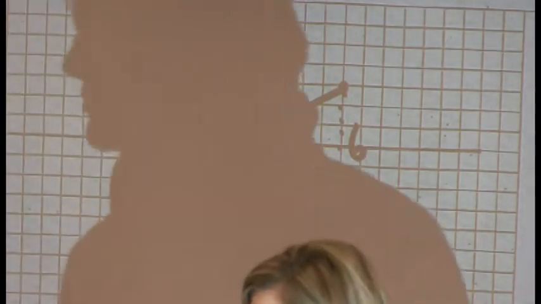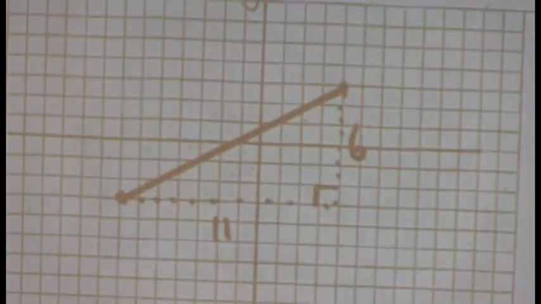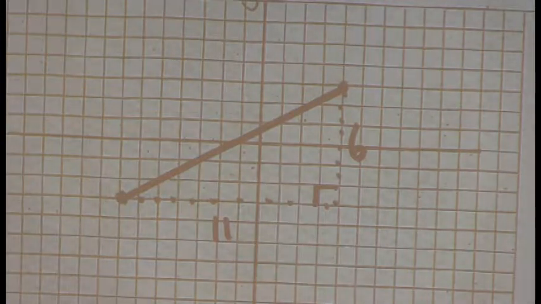Okay, so everybody should have drawn a right triangle. The vertical measurement was 6. The horizontal was 11. And my answer for the length of the diagonal is 12.53. 52 or 53. That's it.